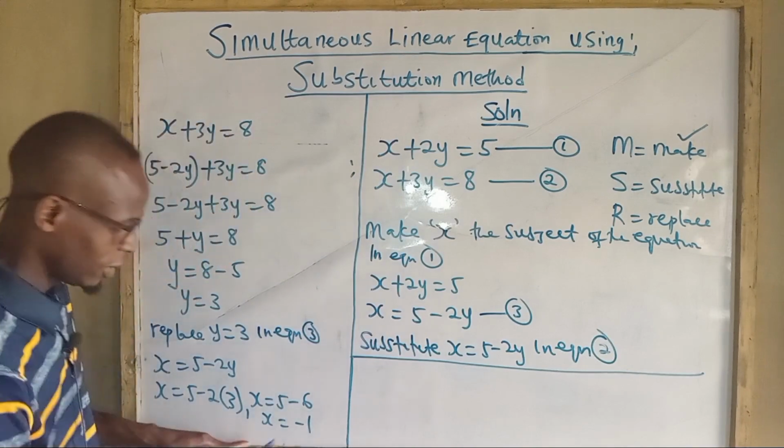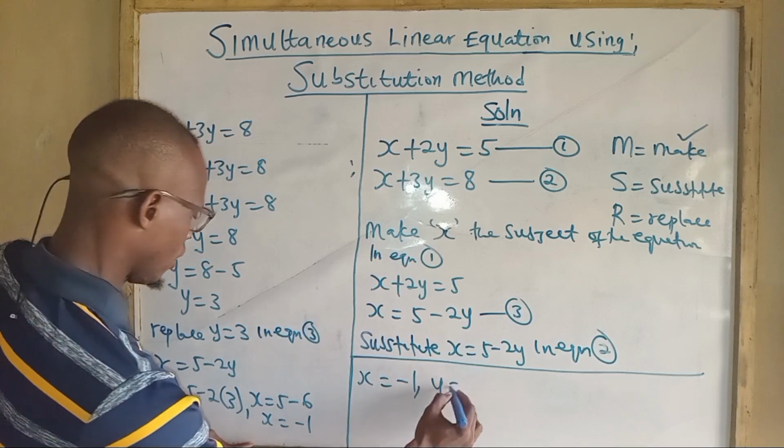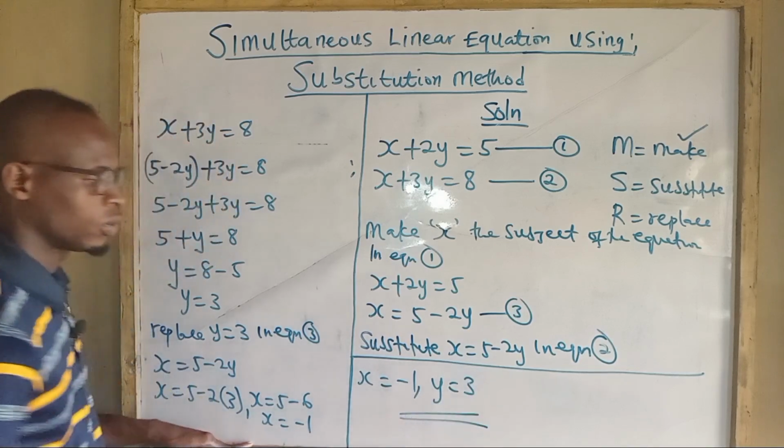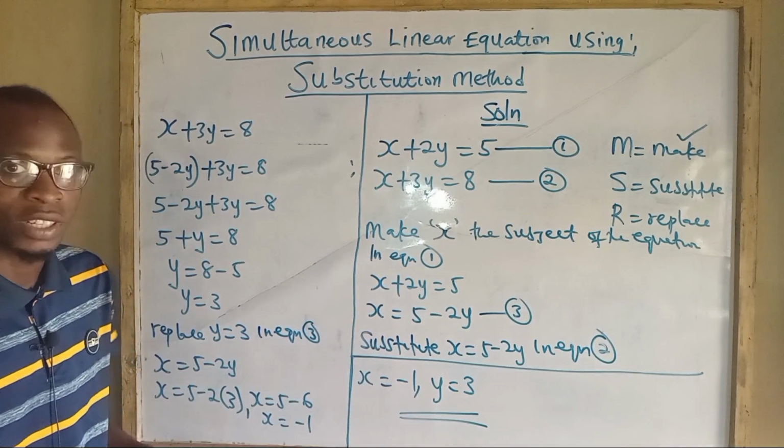Since x is equal to minus 1, y is equal to 3. So we are done. The value of x is minus 1 and the value of y is 3. I believe that is clear.